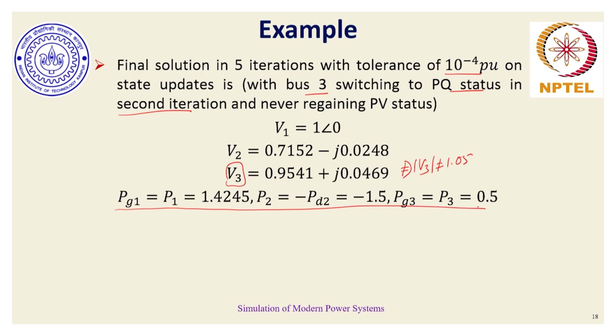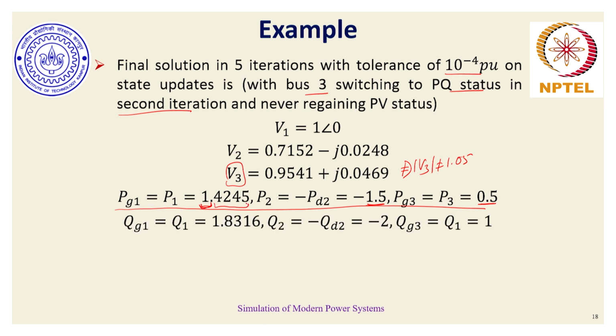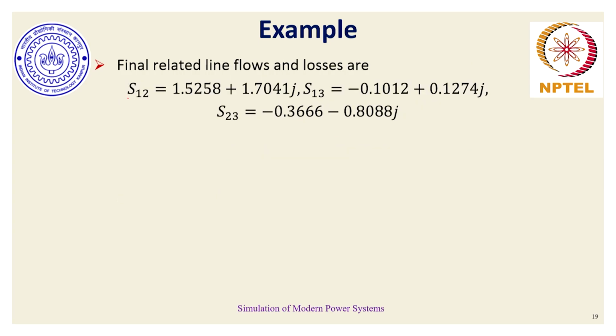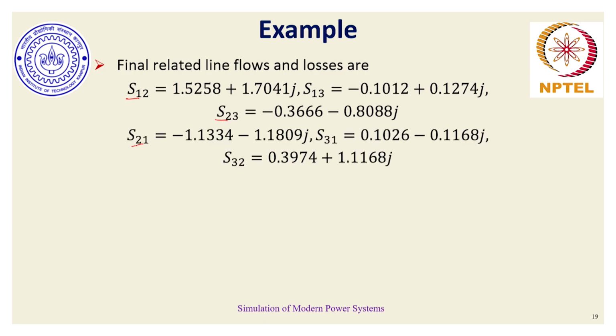As you can see, PG3 is 0.5, demand is 1.5. So bus 1 is generating more than 1 per unit, with 0.4245 being the system loss. Similarly, we have reactive power generation. Bus 3 cannot exceed 1 per unit maximum limit, so it is remaining at 1 pu, because this is also equal to QG3 max. Similarly, you can find the corresponding complex power flows, both the forward and reverse flows.